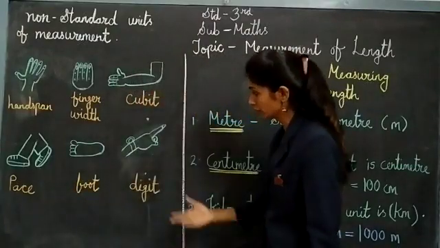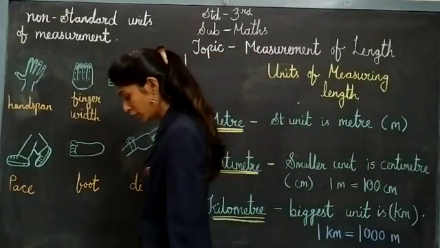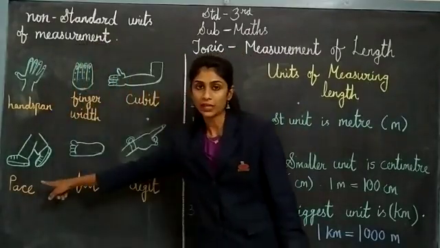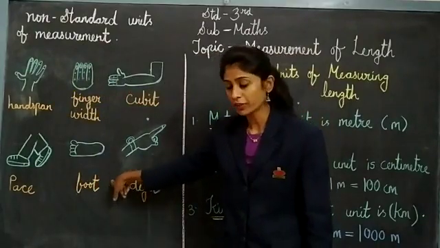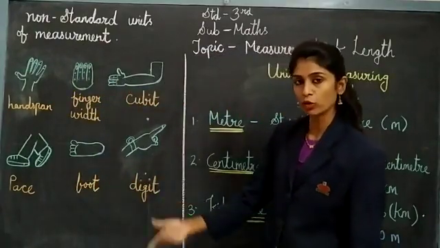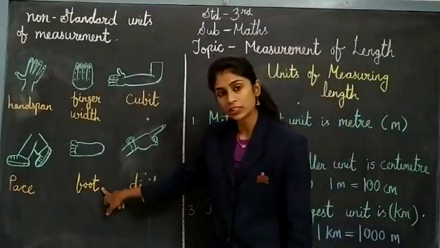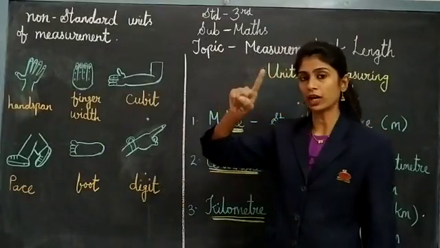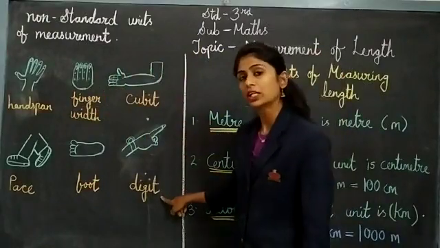Then next is pace. When we take measurement with the use of our legs, okay, like this 1, 2, 3, 4, this measurement is called pace. Then next is foot. Okay, when I am keeping my foot on some object to measure the length, I will call it foot measurement. And then the digit. Okay, when I use my pointed finger to measure something, that is called digit.